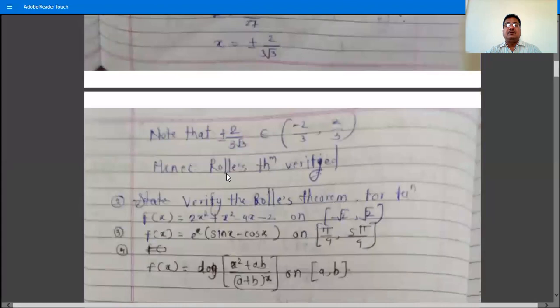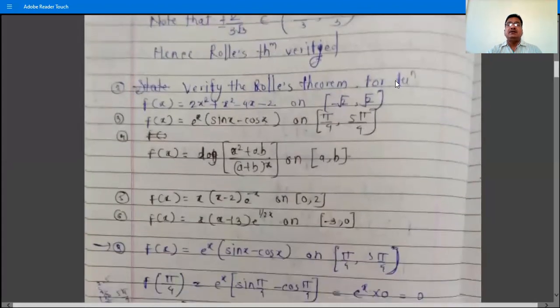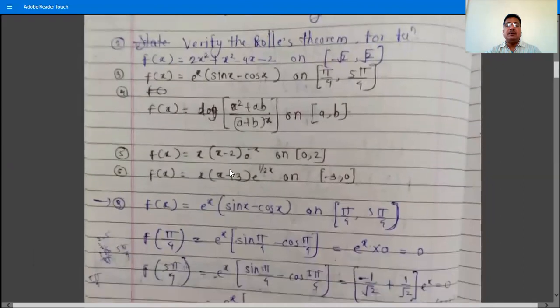So next, verify Rolle's theorem for the function. Again, the same kind of function, a polynomial function. First find the value at the first point and the last point. So these are the problems for homework.